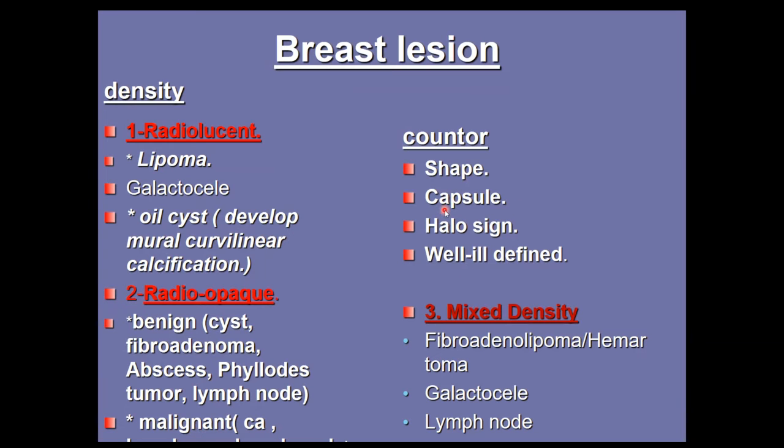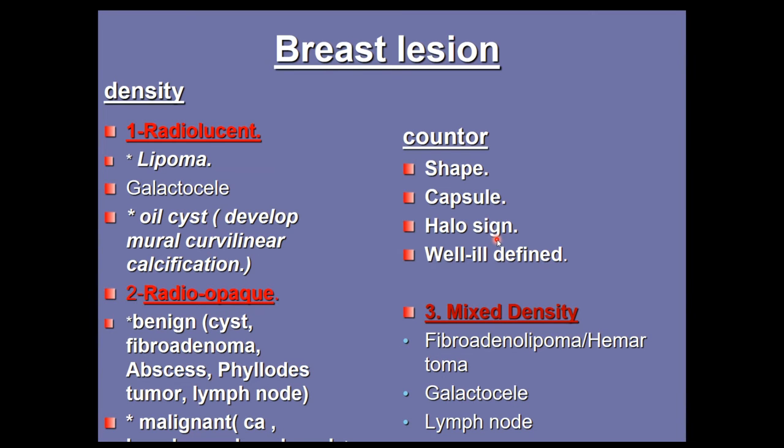So whenever we see a radiopaque mass, how are we going to describe it? We describe its contour, shape, capsule, and halo sign. I will show you what the halo sign is. The halo sign is that there is a radiopaque mass, and surrounding it there is a radiolucent line. This radiolucent line indicates that it is a benign mass. The growth is benign because it is not infiltrating.